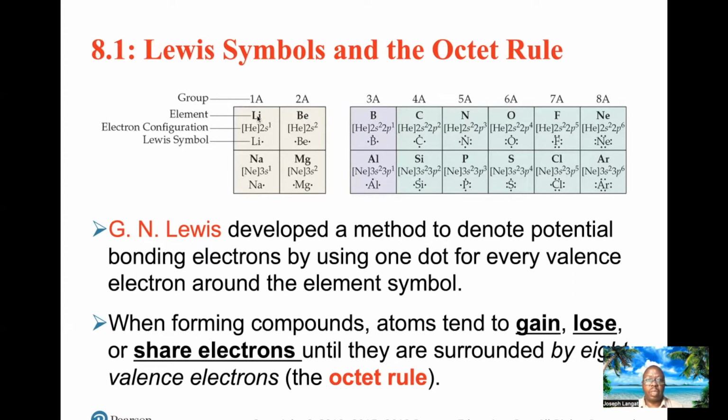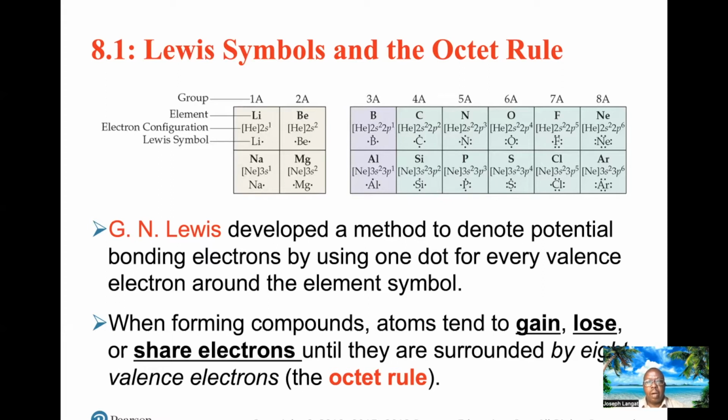So what this means is group 1A has 1 valence electron. Group 2A, 2 valence electrons. 3A, 3 valence electrons, and you'll only see the common ones. So given the periodic table, you should be able to identify or state the number of valence electrons.